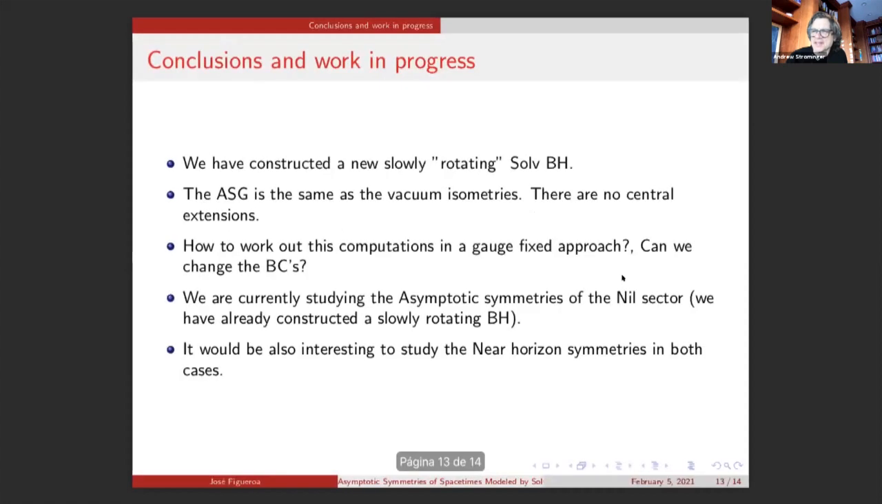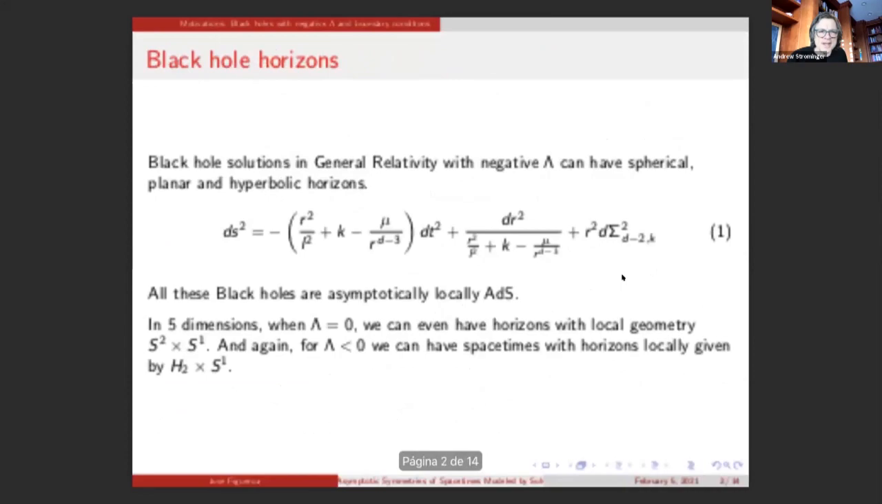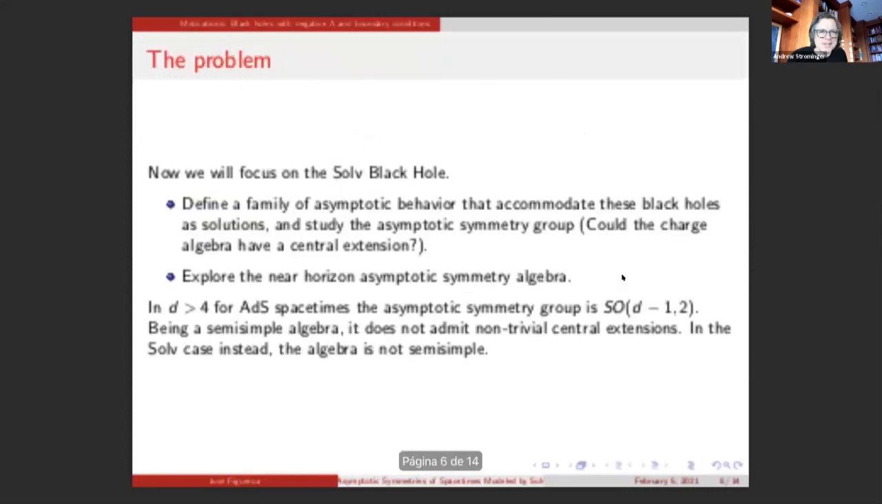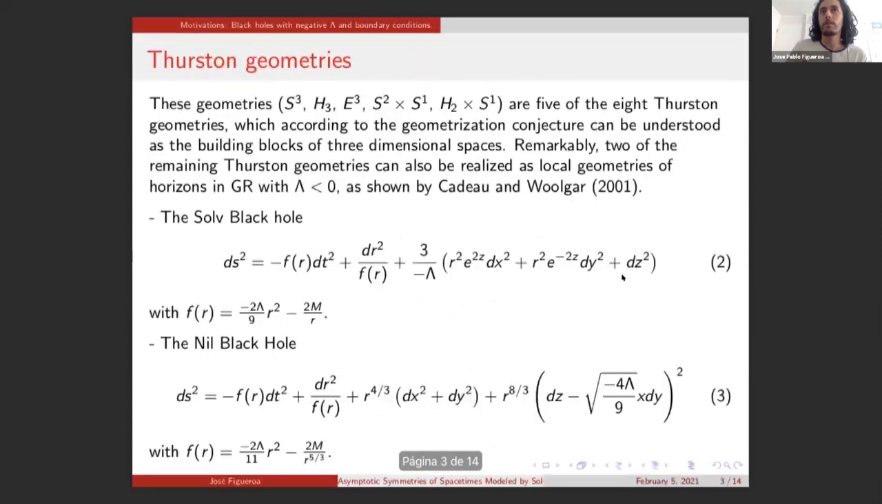No, they are not locally anti-de Sitter. I'm going to show the metric. So the metric is not locally anti-de Sitter because of this factor that is part of the Solv geometry. So one can compute the Riemann tensor, and asymptotically it does not approach anti-de Sitter.